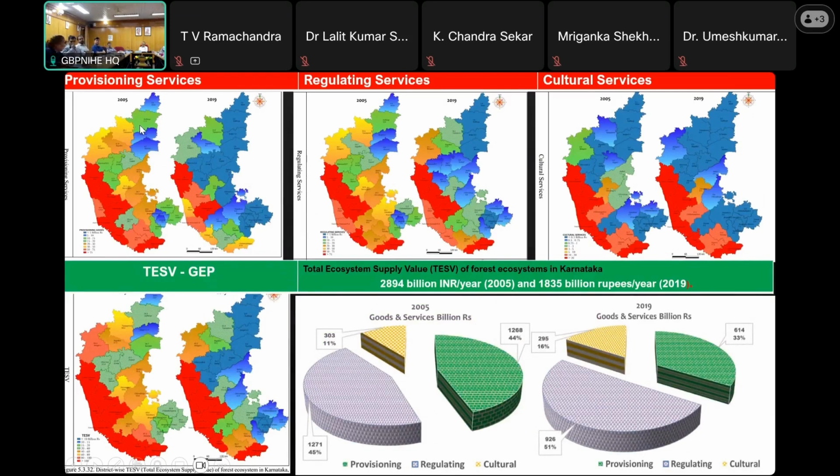Now when you look at the total ecosystem supply value, it is surprising. What I did is I found out for 2005 the total ecosystem supply value, and converted that to 2019 prices because I wanted to compare it with 2019. So then you need to have uniformity. Now at 2019 prices, the worth of the ecosystem in 2005 is 2,894 billion rupees per year, while in 2019 it is 1,835 billion rupees. Now this is directly proportional to the degradation of the forest.